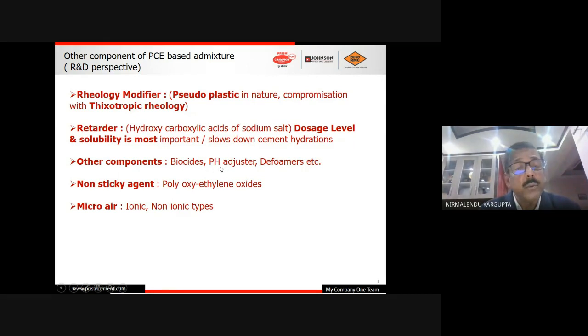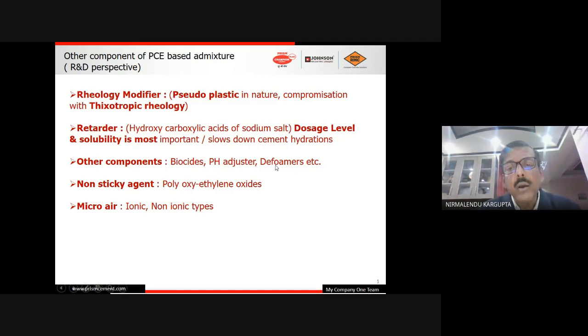Then you know that all these molecules are a little acidic in nature. So a pH adjuster, some sodium hydroxide or something like that, is added, so the pH should be a little higher. Actually the pH is less than 5, but in IS 9103 it should not be less than 6. So you have to incorporate some basic sodium materials to make the pH a little higher.